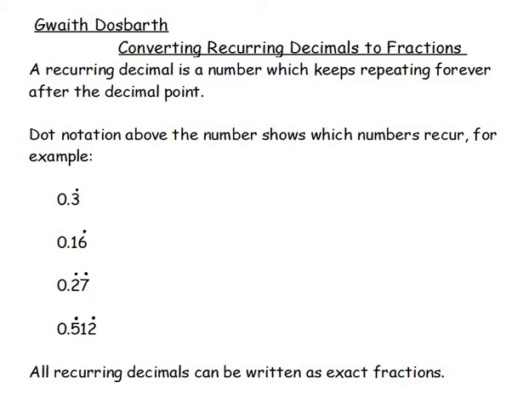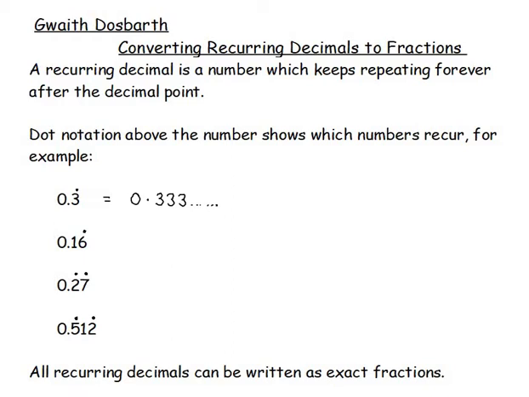So we use the dot notation above the number, and this shows us which number repeats. For example, a lot of you may recognise this 0.3 recurring. Notice the dot is on top of the 3 here. All this number means is that it's 0.333, and it's the 3 that repeats on forever.